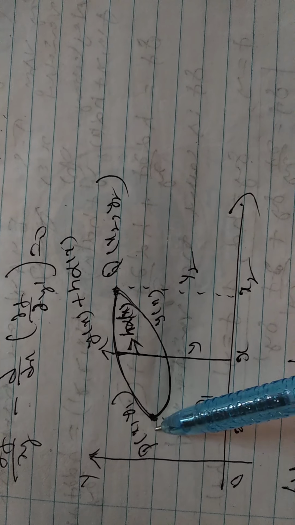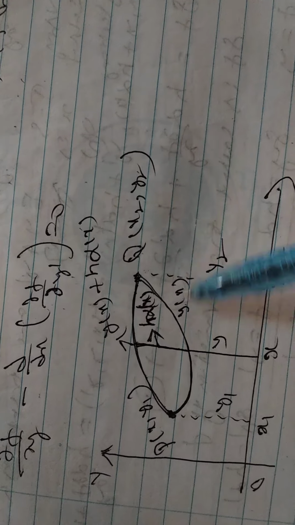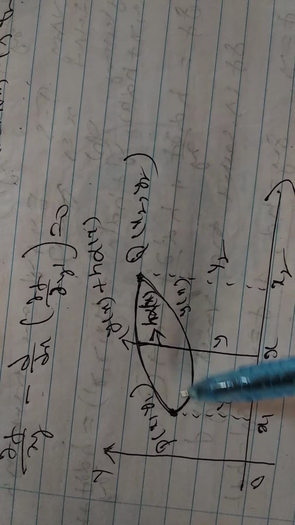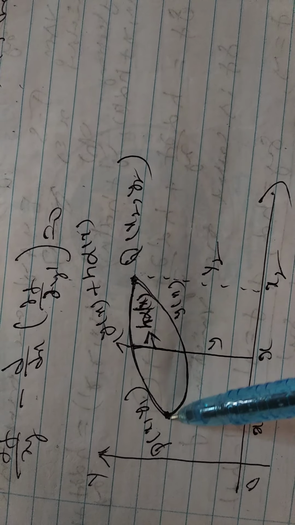You have to join from P to Q. You have to join this curve. You have to write y of x. Next, same 2 points. You have to join P to Q.